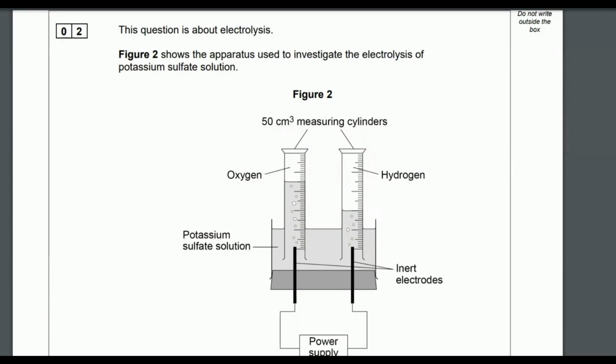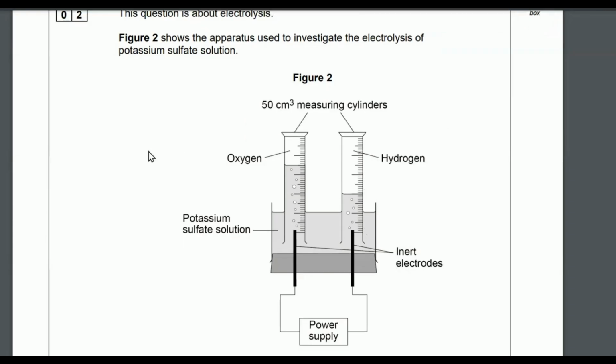So as this is a 50 centimeter measuring cylinder, we should be able to work out how much we have, and 50 there. So we can tell we have 30 centimeter cubed of hydrogen. And how much oxygen do we have? If that's 0, 10, 20, we can tell we have 15 centimeter cubed of oxygen. So let's go and put those in to the correct place.